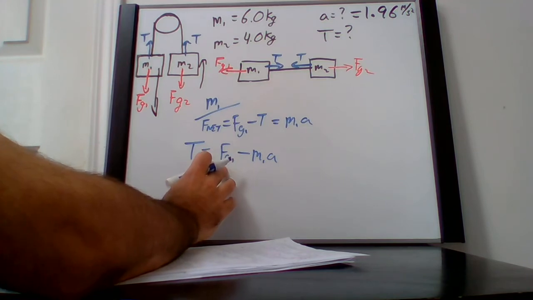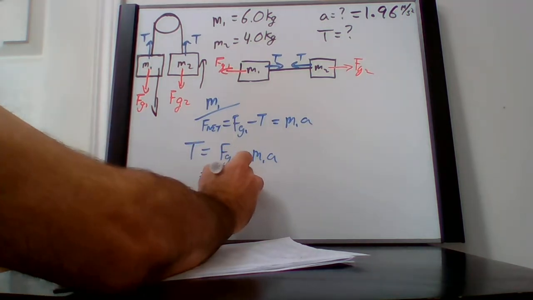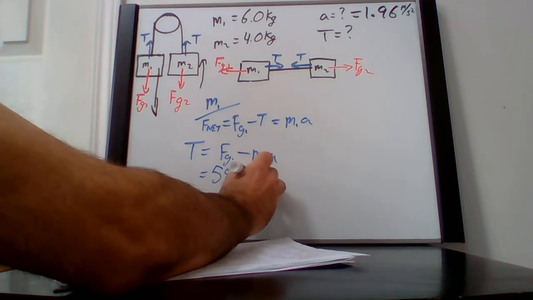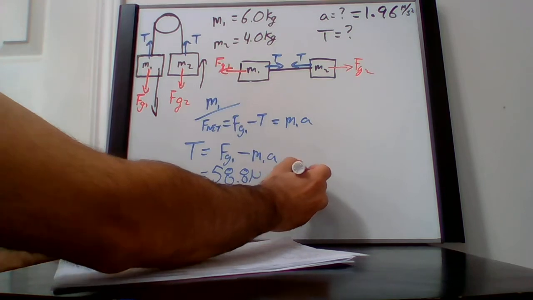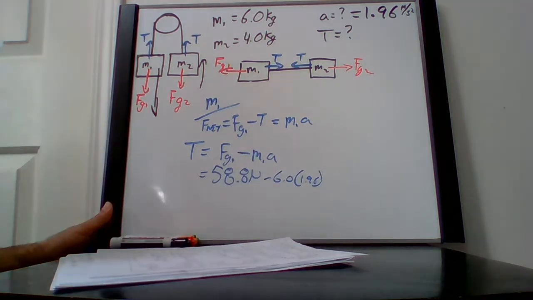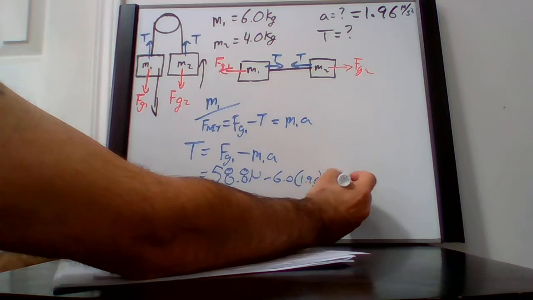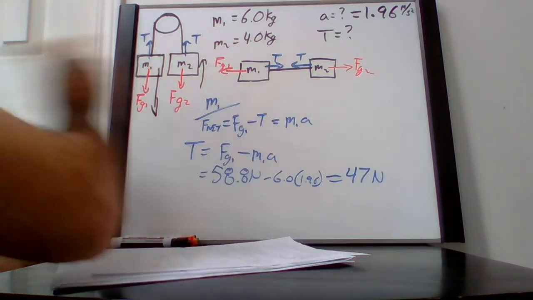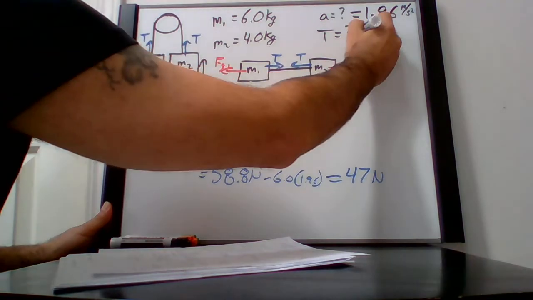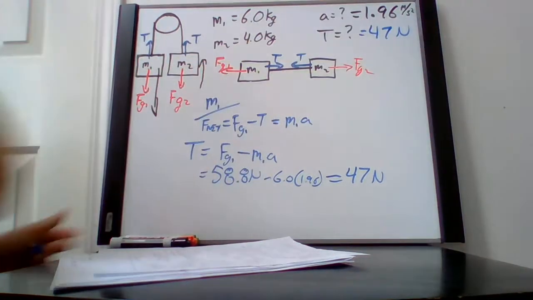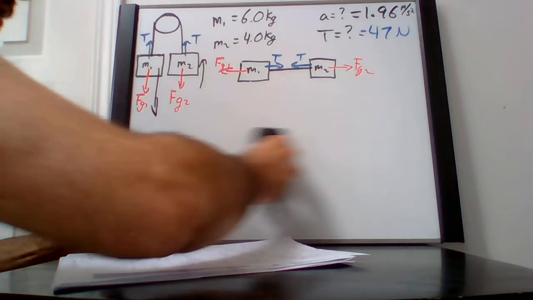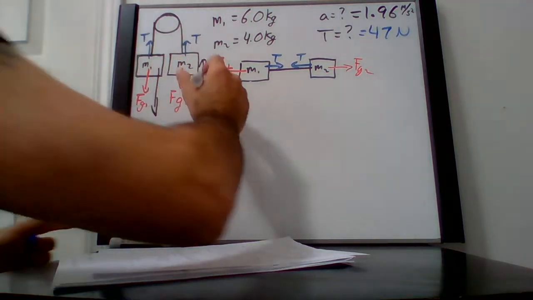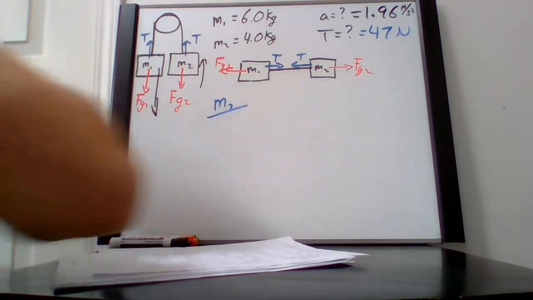We calculated this Fg1 in the previous section to be 58.8 newtons, okay, minus our 6 kilograms times our 1.96 meters per second squared. This gives me a tension of 47 newtons. Okay, now that was solving from M1. Now, I said they're equal and opposite. Let's go back and see how this works and see if we get the same answer for M2.